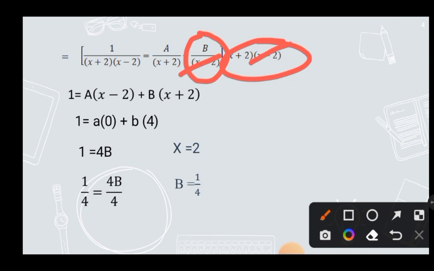Then to find the value of B, we use x equals 2. Multiplying, the A term becomes 0, and plus B times 4, so we have 4B. Then 1 equals 4B. We cancel the 4, so B is equal to 1 over 4. So the value of B will be 1 over 4.